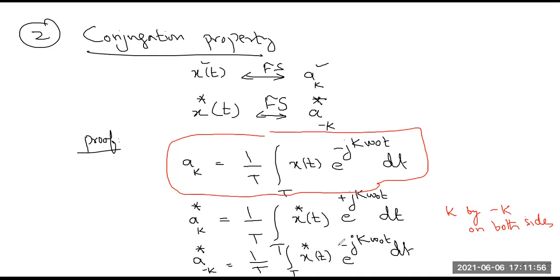Now, if you compare this result with the standard equation, according to the standard result this is the signal and this is the Fourier coefficient. And now if you compare this, this is our signal and this is the Fourier coefficient. And now you can see what is the Fourier series coefficient of x conjugate t? It is a sub minus k conjugate, exactly this. So if x of t has a Fourier series coefficient a sub k, what is the Fourier coefficient of x conjugate t? It is a conjugate minus k, exactly.